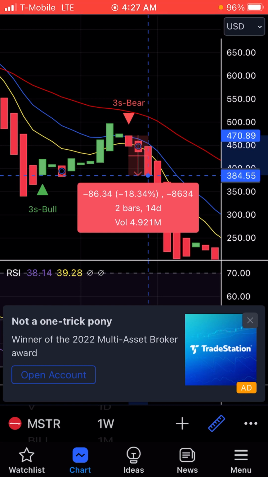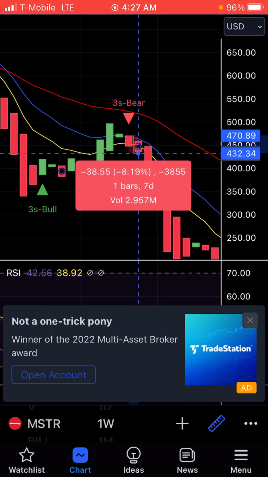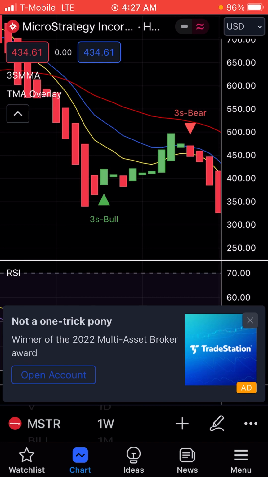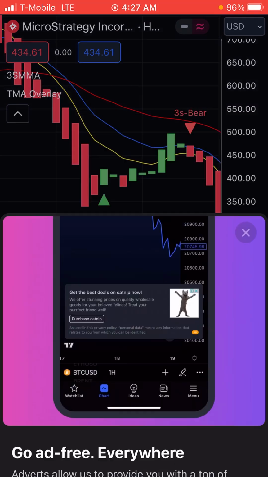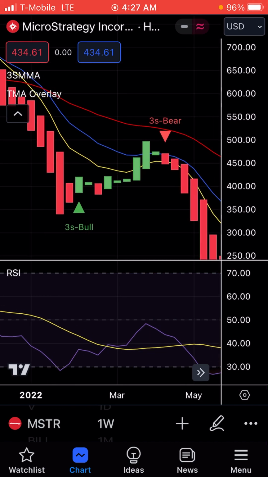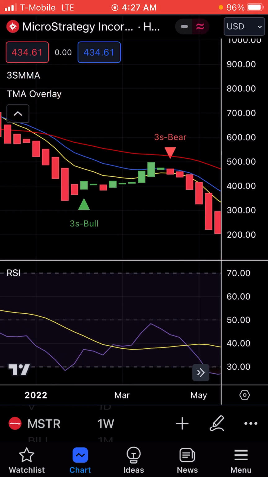That is 14 days. We want to look for 7-day. This is another $38 difference in price. That's about $3,855 if you can afford in the money contracts. So anyway, there's three ways of finding signals. We've covered on the weekly.